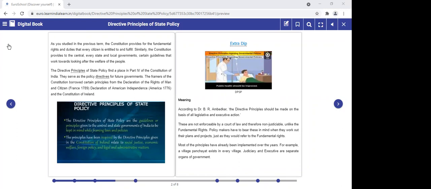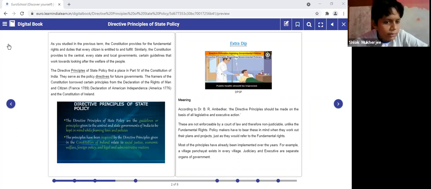Yes, ma'am. In part 4 of the Constitution of India, they serve as policy directives for the future governments. The framers of the Constitution borrowed certain principles from the Declaration of the Rights of Man and Citizens, the Declaration of American Independence, and the Constitution of Ireland.